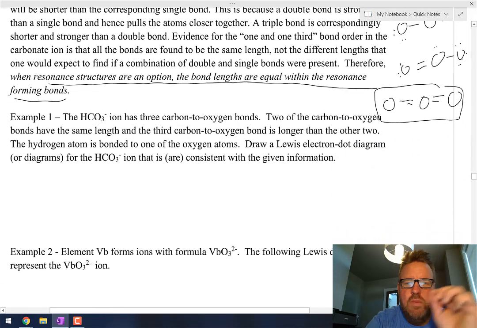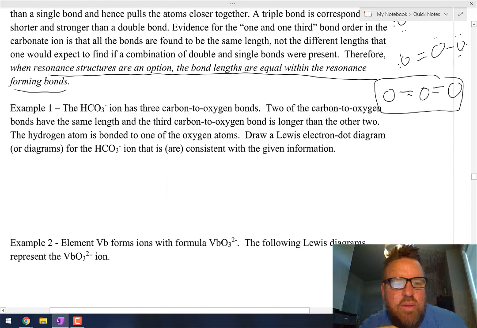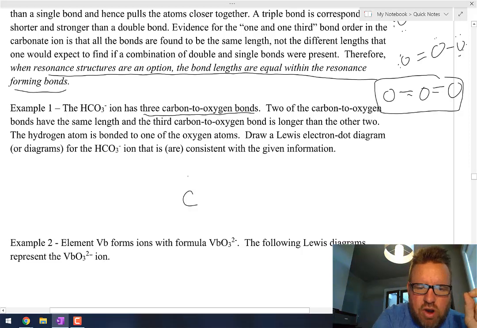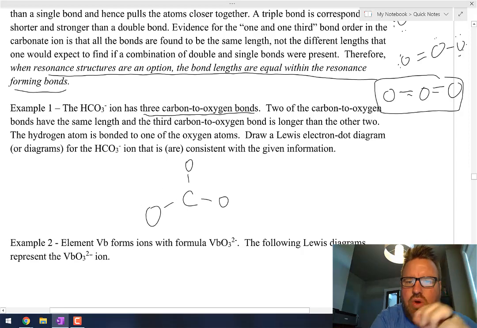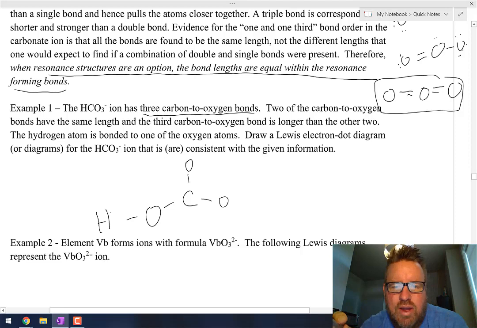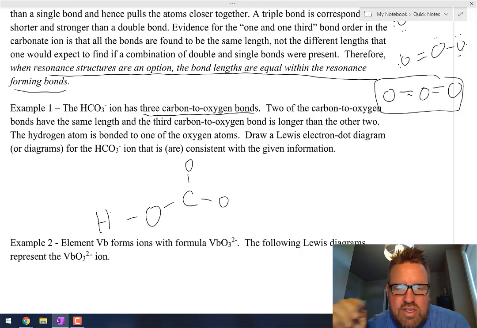So, let's look at an example of this, okay? HCO3-. Okay, and they're trying to explain to you how to draw it. It has 3 carbon to oxygen bonds. So carbon to oxygen, it has 3 of them. Okay? 2 of the carbon to oxygen bonds have the same length, and the 3rd carbon to oxygen bond is longer than the other 2. And then the hydrogen atom is bonded to one of the oxygens. So it doesn't matter which one, we're just going to bond that one in there. Okay, draw a Lewis electron dot diagram or diagrams for HCO3 that's consistent with that.